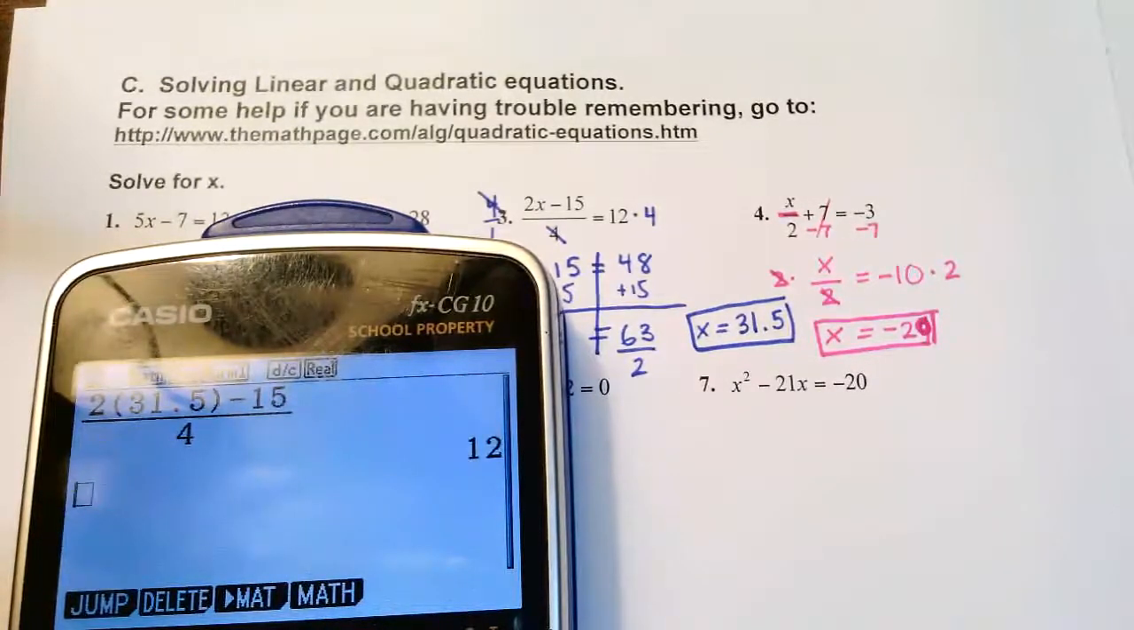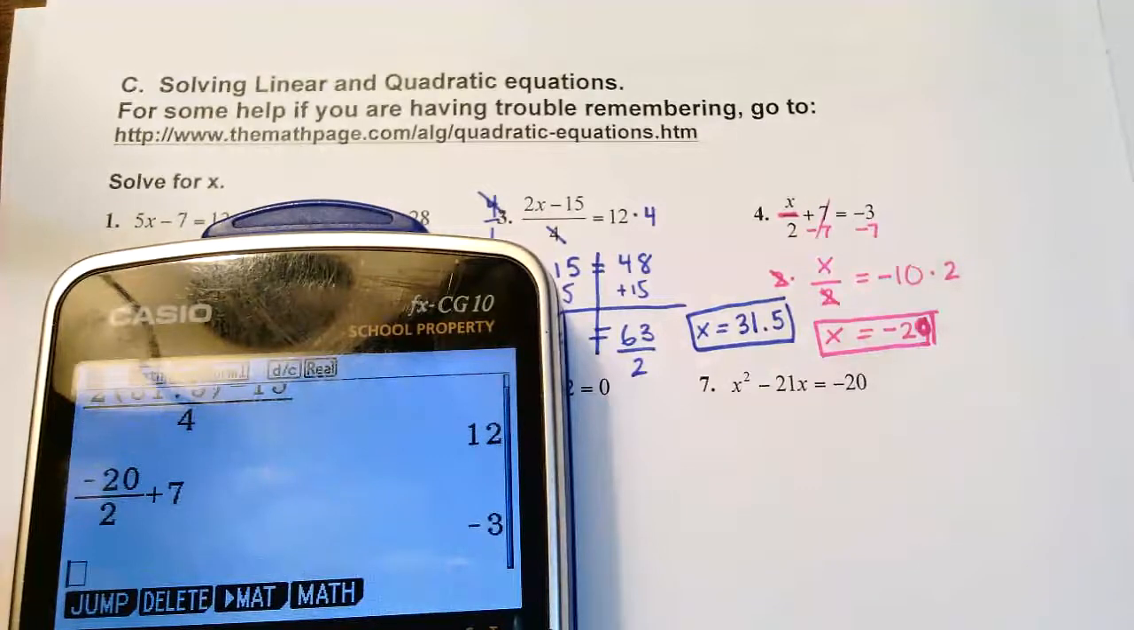And I'll go ahead and do the same thing on the other side. We have negative 20 divided by 2 plus 7. Right? And that should equal negative 3, which it does. So both of those check out.